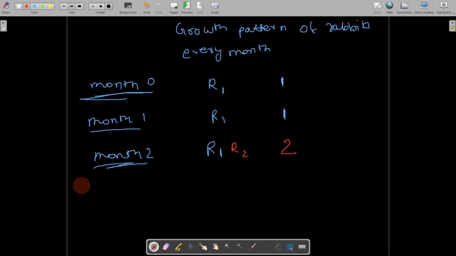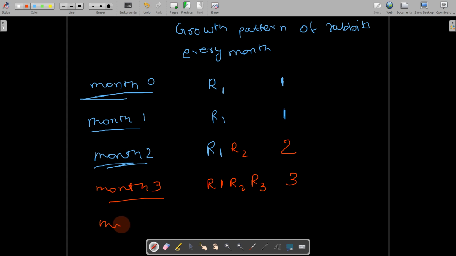Then at the end of month 3, what will happen? We will have R1 and R2 as they are. R2 will become 1 month old, but it will not reproduce. But R1 is already 2 months old, so it will reproduce another couple, R3. So at the end of month 3, we have 2 plus 1, 3 couples of rabbits.